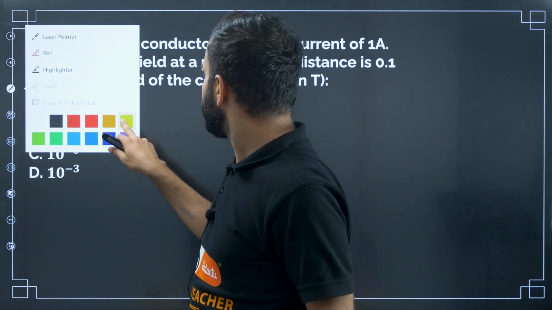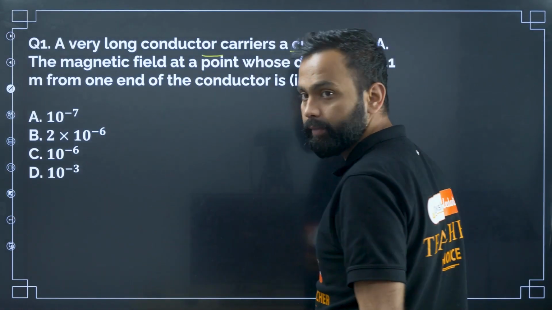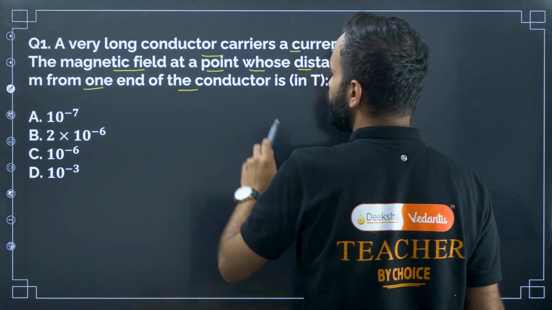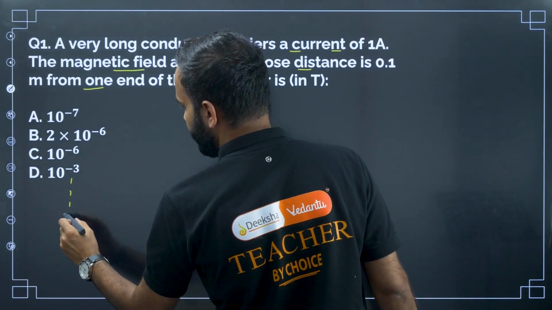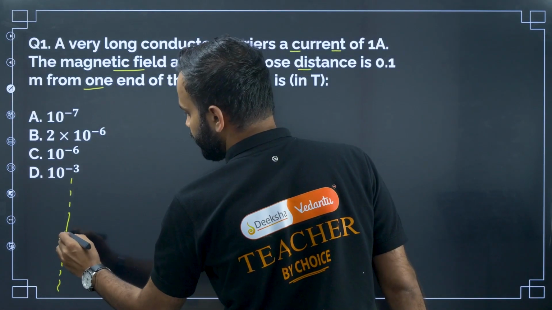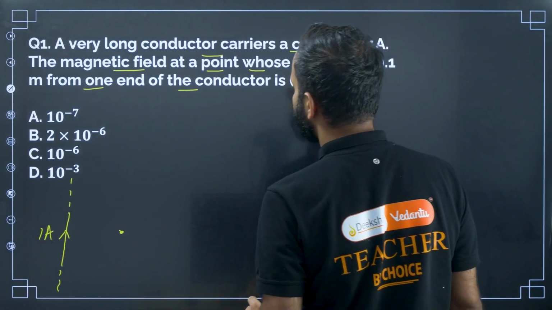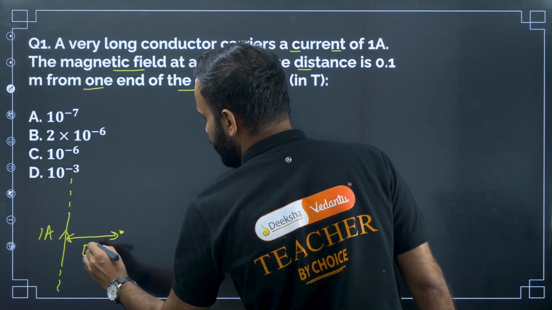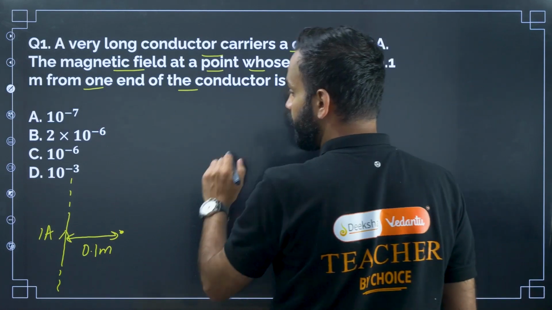Question number 1. A very long conductor carries a current of 1 ampere. The magnetic field at a point whose distance is 0.1 meter from one end of the conductor is. So this is the very long conductor, and it carries a current of 1 ampere.